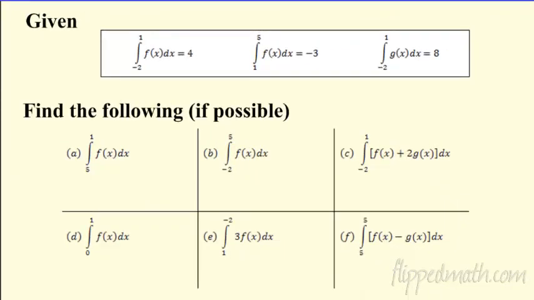I like this. If I give you a couple integrals here, I don't even have a picture. I don't even know what the function is, but I know the value. I know the area of the curve between here and here is 4. Between here and here is -3. Between here and here is 8. Let's use some of these properties if they're possible here.